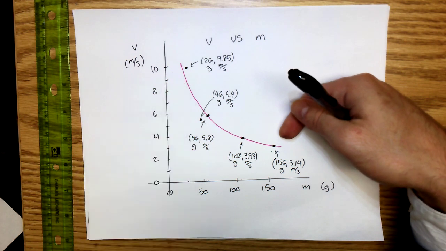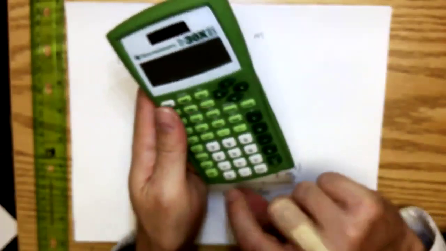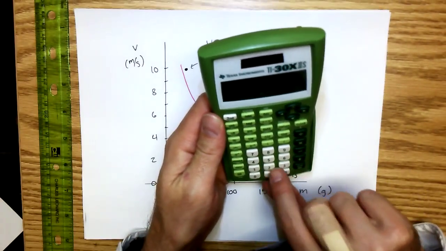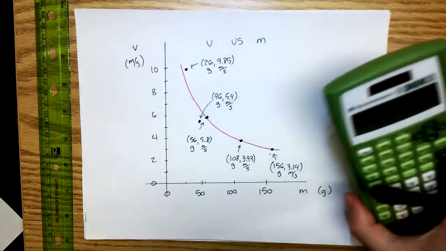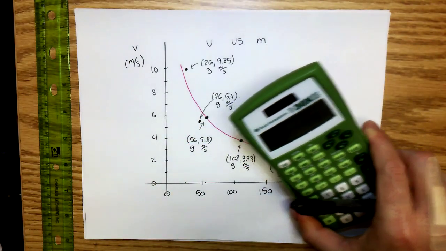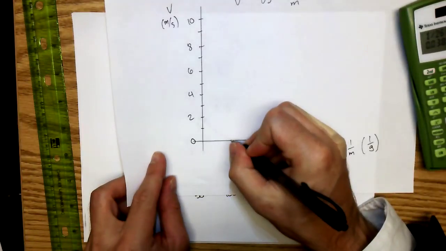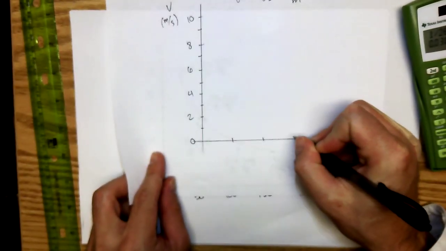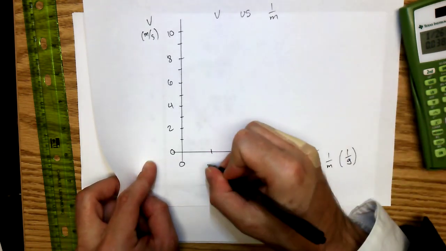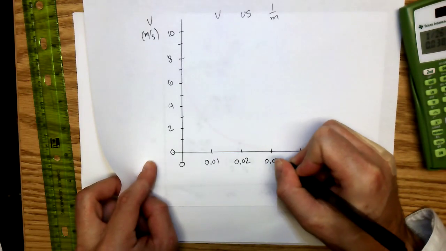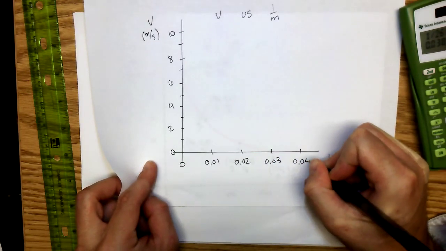So I'm going to do 1 over 26 in my calculator, and I'll use that to scale the whole axis system. 1 over 26 is like 0.038. So if I round up to 0.04, I could scale it like that: 0.01, 0.02, 0.03, 0.04. And now all the data for sure is going to fit right in there.